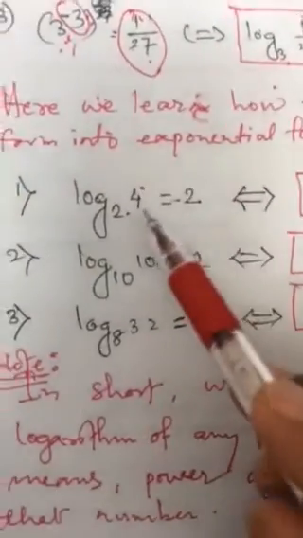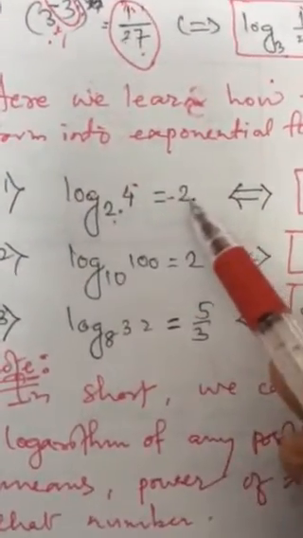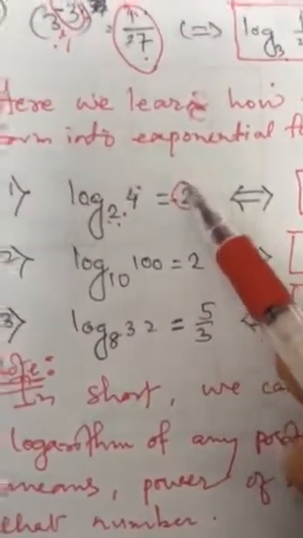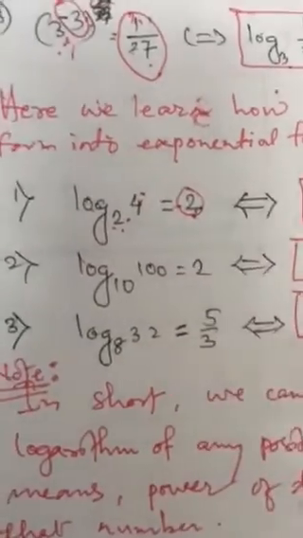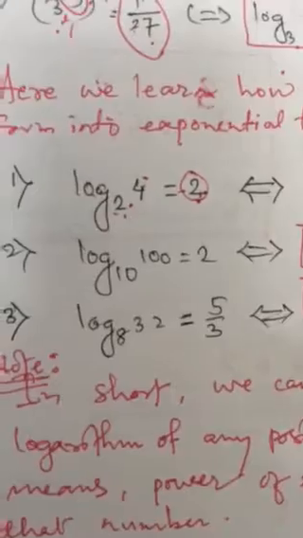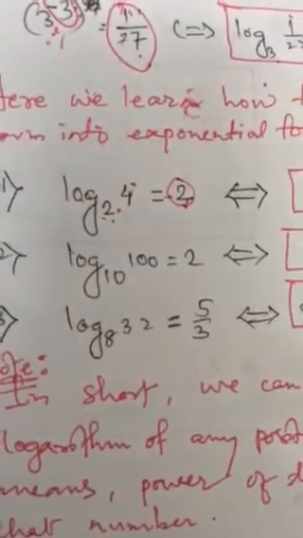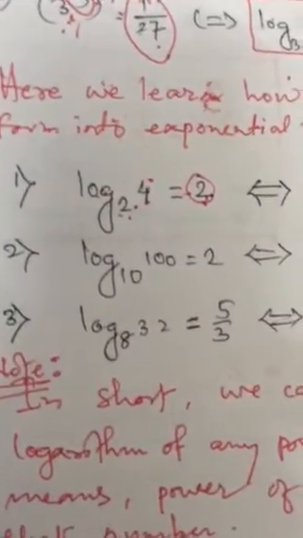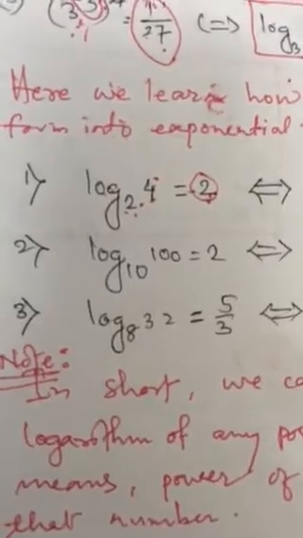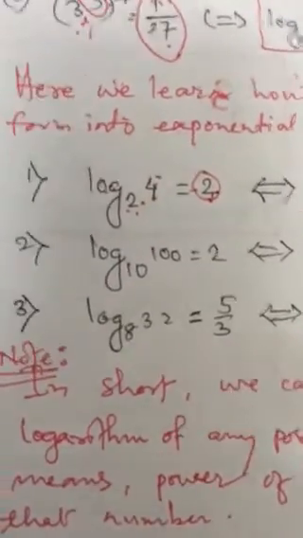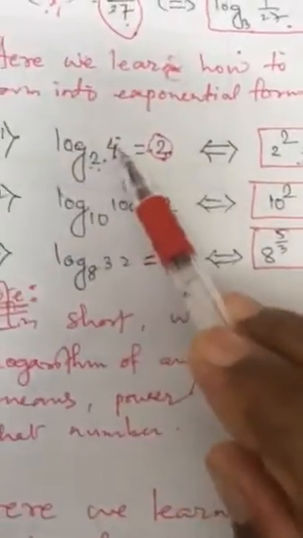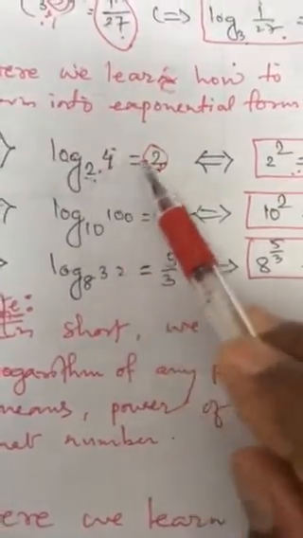You see here, this is the base and this is the log. Log of 4 to the base 2 is 2. This is the exponent, means this is the log. So you can write it in this way, or you can write in this way also. Log of 4 equal to 2, that is, 4 equal to 2 to the power 2. So you see here, log of 4 to the base 2 is 2.